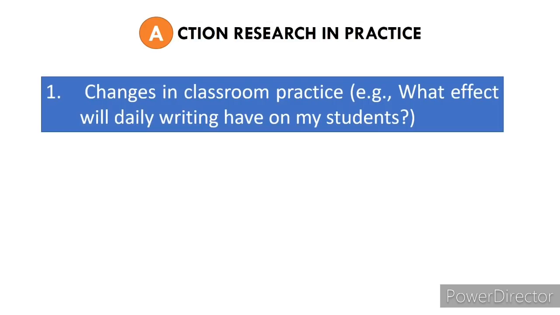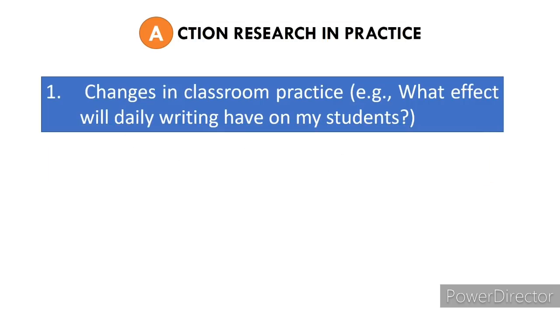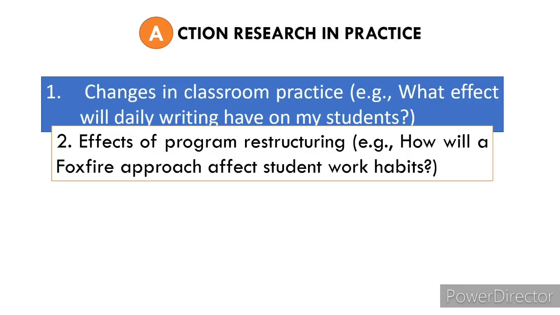Number 1, changes in classroom practice. So it has something to do with what we usually do in the classroom versus moving outside of the box and trying something new. For example, you seldom require your learners to write, so you let them have a daily writing task and see which is better. Or like our situation right now, we are used to face-to-face interaction with our learners, but how about in the virtual world? Number 2, you may also look into the effects of program restructuring. You may come up with a new approach in addressing the needs of your learners.